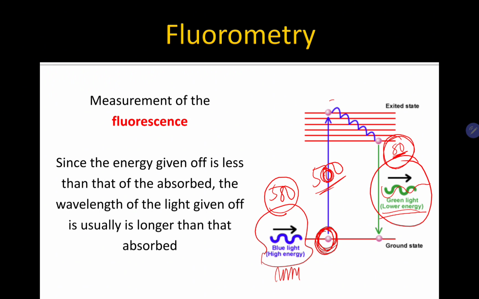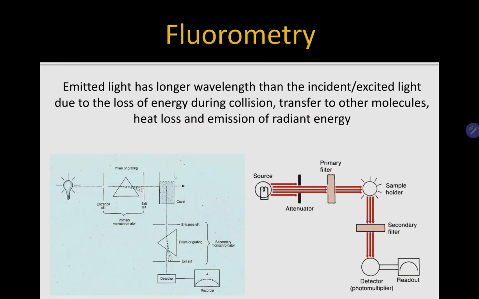Okay, but remember, fluorescence and phosphorescence happen depending on the type of molecules as well as the type of light, the beam of light that you're going to use. Okay, so what else can we learn about fluorometry? In fluorometry, emitted light has longer wavelength than the incident or excited light due to the loss of energy during collisions, transfer to other molecules, heat loss, and other emissions of radiant energy.